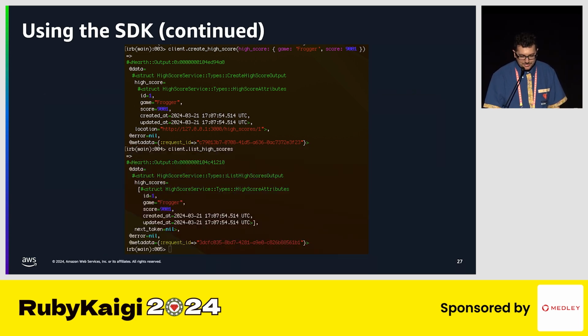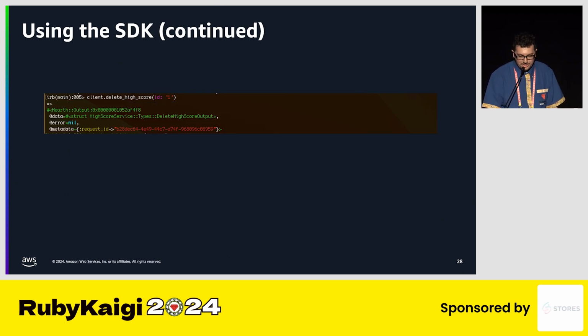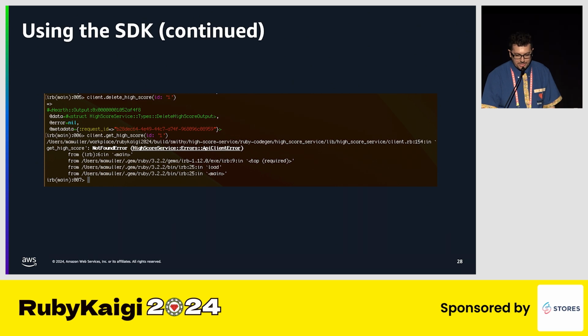Cool. Now let's try to delete our high score. Maybe it was a mistake. We will call delete high score with our ID of 1, and we can see that we get back a successful response with no error and empty output. If we try to delete this high score again, we'll get back a not found error that indicates that the high score was not found.